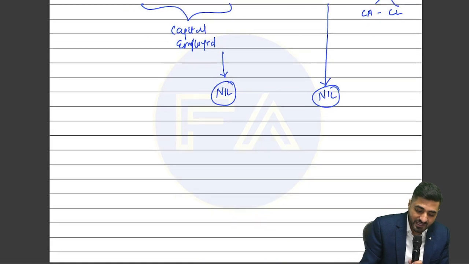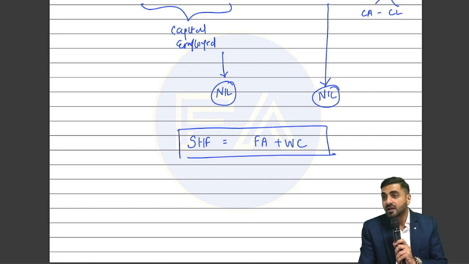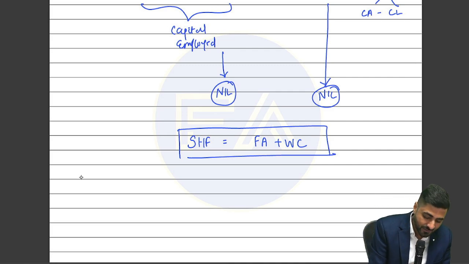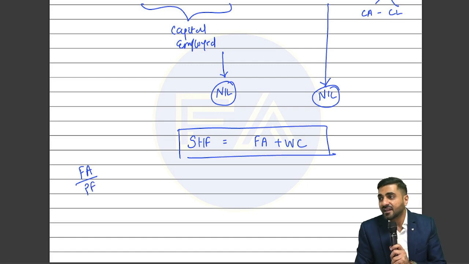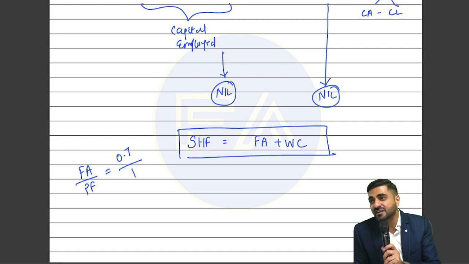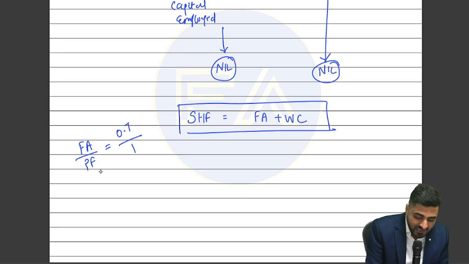So my dear students, can I say that your shareholder funds is nothing but fixed assets plus working capital? No data is given. Now, if they give you a ratio, for example, fixed assets to proprietor's fund, it means that for every 1 rupee of proprietor's fund, suppose 0.7 is the fixed.